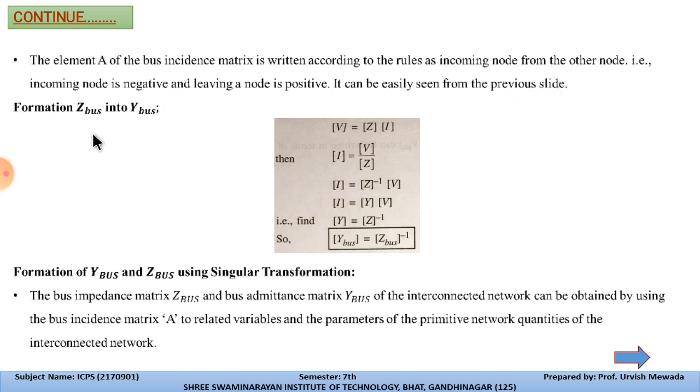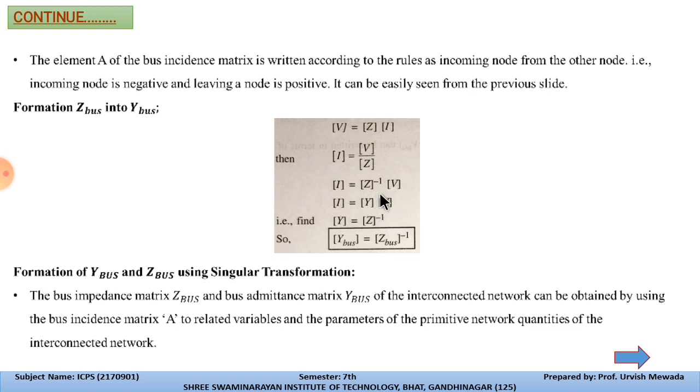Now formation of the Y bus from the Z bus. How can we convert Z bus into the Y bus? As we already know, Z is equal to V upon I from Ohm's law. So matrix V is equal to matrix Z into the current matrix I. Making I the subject, I is equal to V upon Z, so we can write I is equal to Z inverse into V.